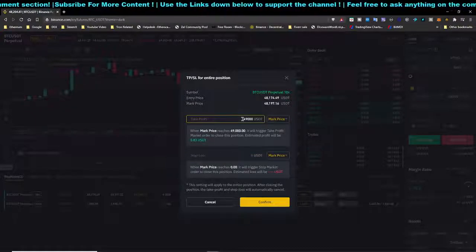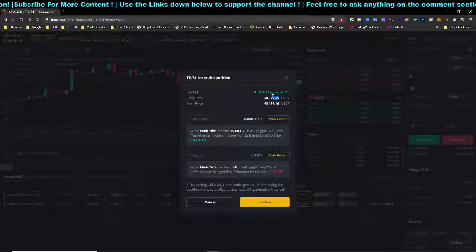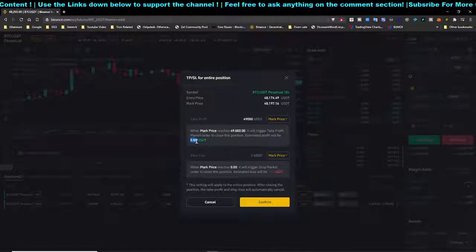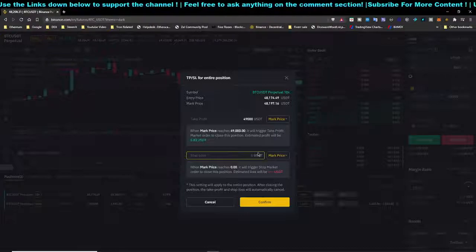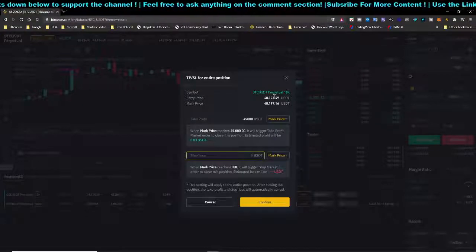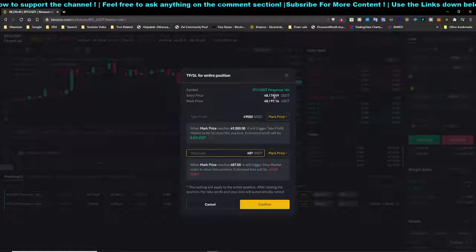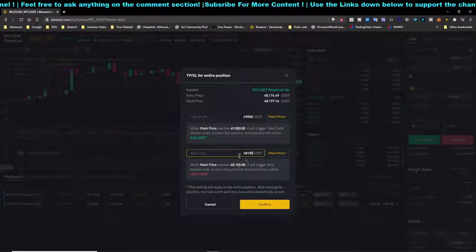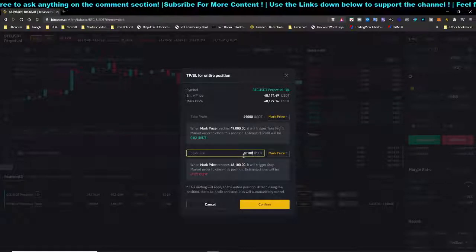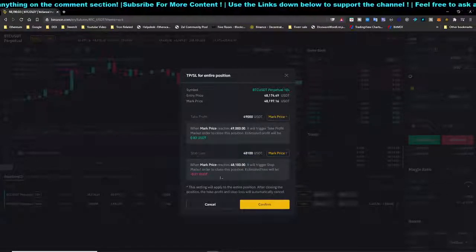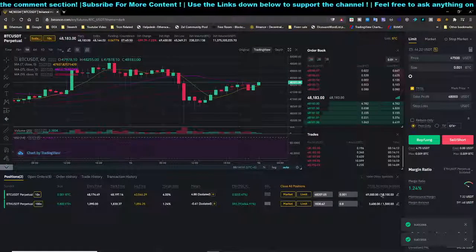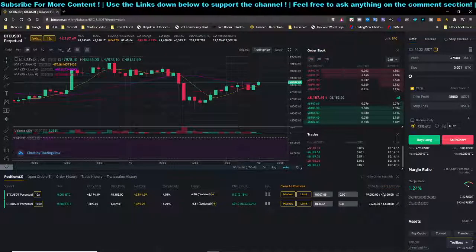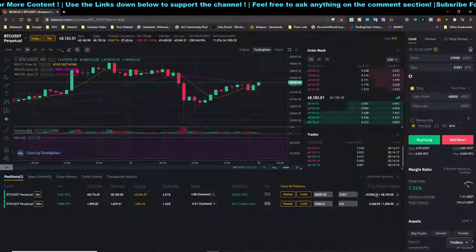So if the price of Bitcoin went up to 49,000 and my entry price is at 48,174, I'm gonna make around 80 cents in profit. And if, let's say, for the stop loss, I do not want to lose so much money, I can do something like this. If the price reaches this, I'm gonna lose 7 cents instead of more. So I can click on confirm, and after that, it's gonna show over here the stop loss and the take profit for the entire position.